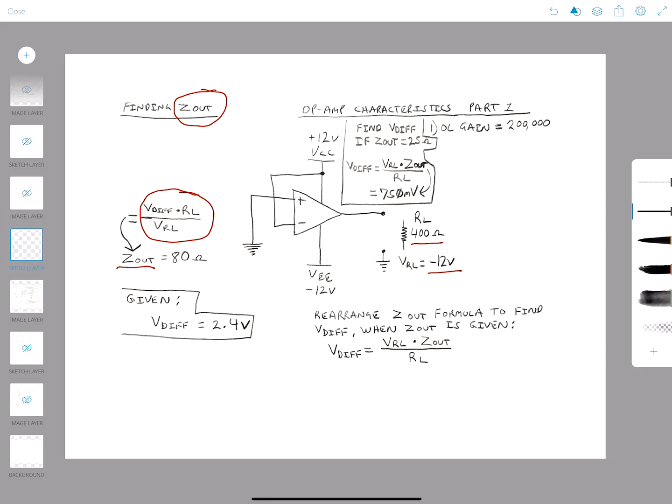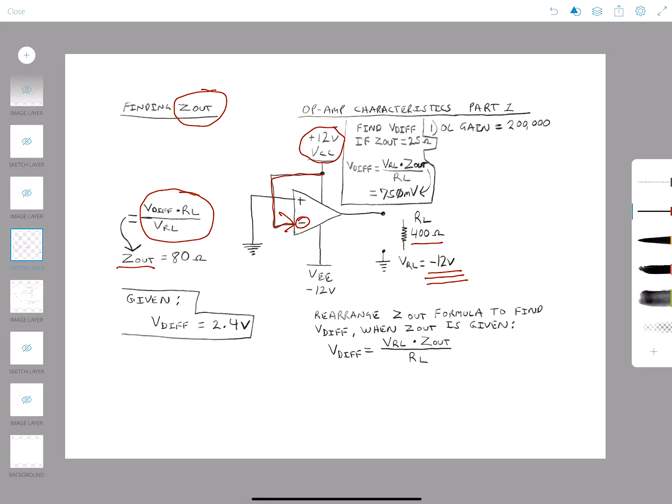Well, that's pretty simple. We just look at where the voltage is coming from. In this case, our voltage is coming from this positive 12 volts on VCC, which is felt down here on the inverting input. So if it's positive coming in, then we're going to get this negative 12 volts coming out.